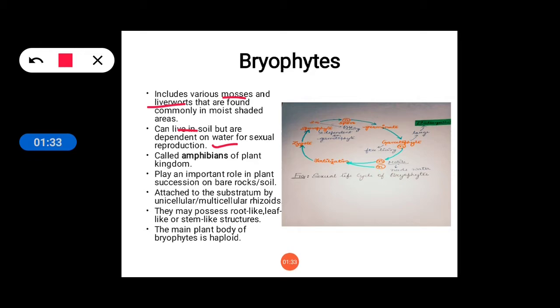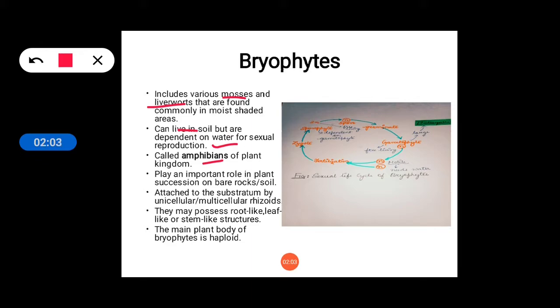They are called the amphibians of the plant kingdom. Bryophytes are known as amphibians of the plant kingdom because they can live both in water and soil. That means they live in soil and have to go to water for sexual reproduction, just as amphibians in the animal kingdom live in both water and on land.